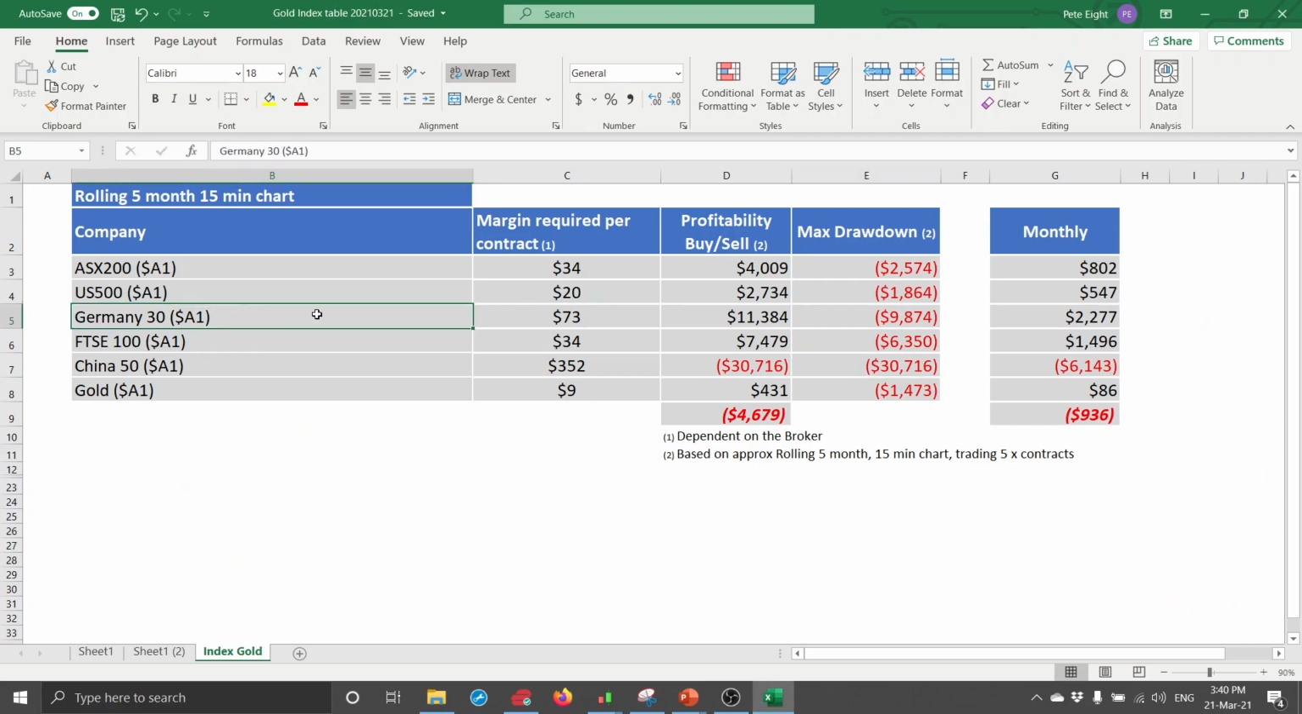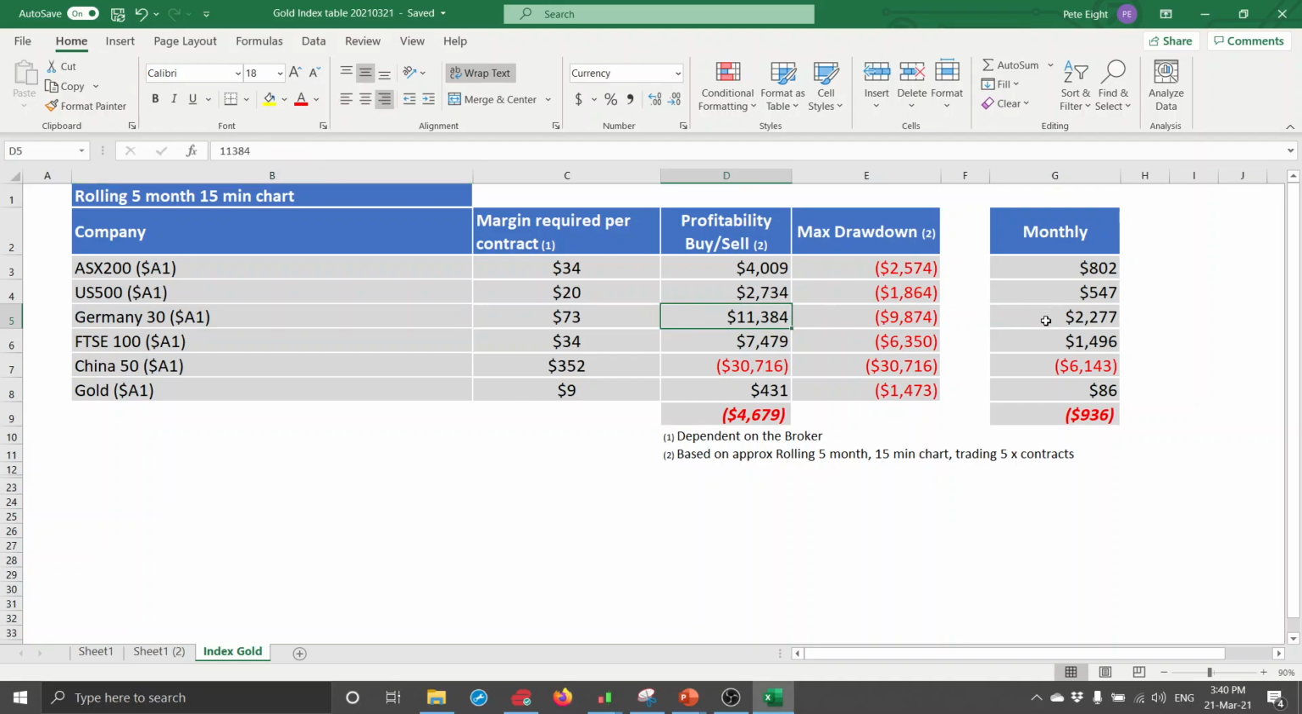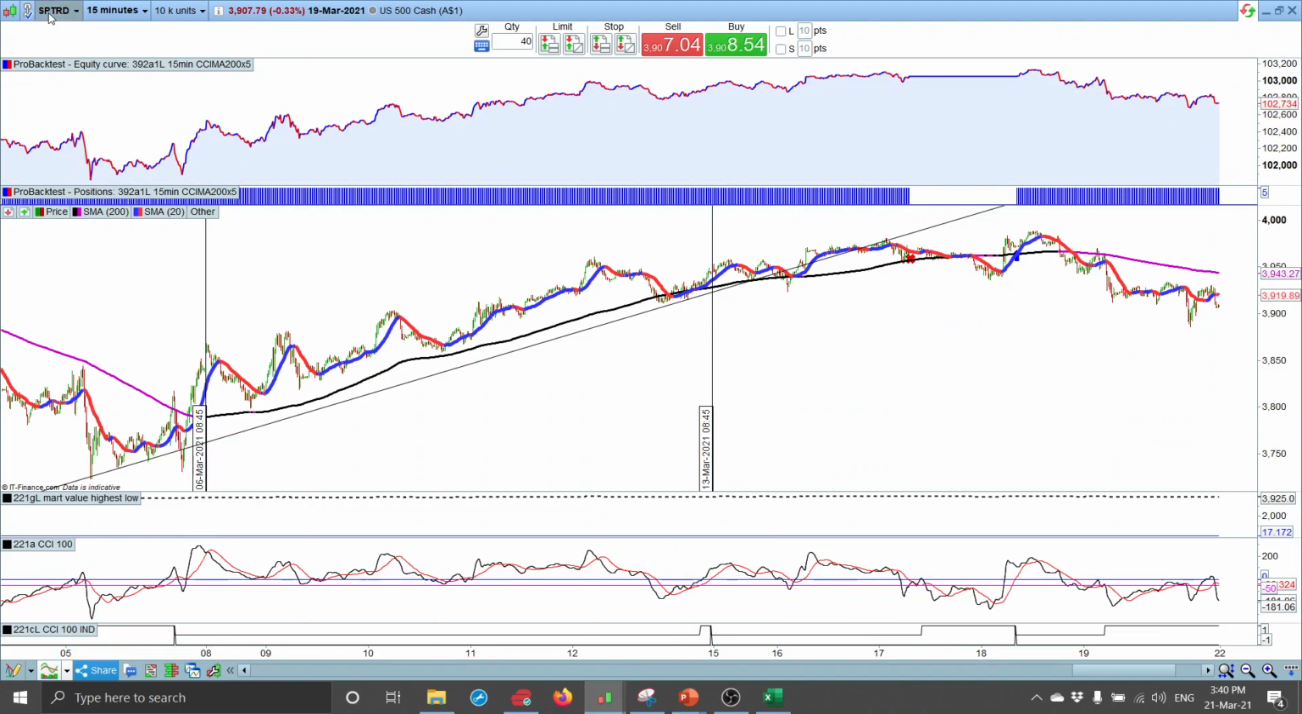Next we'll look at the German market. Again, $73 per contract. It's generated $11,000 over the 5 months with a $9,800 drawdown, and that $11,000 equates to roughly $2,200 a month. So let's look at the German market.